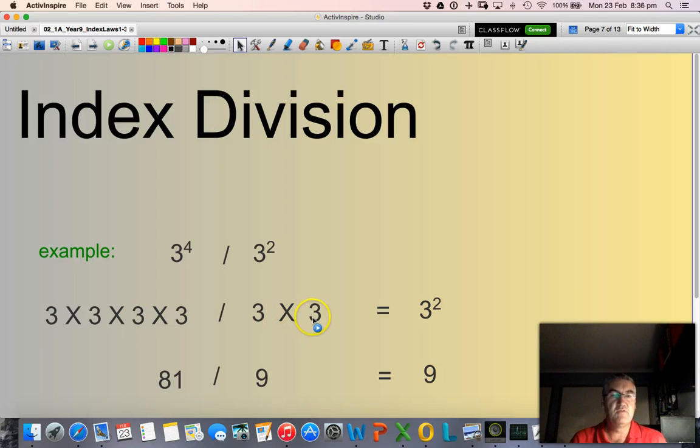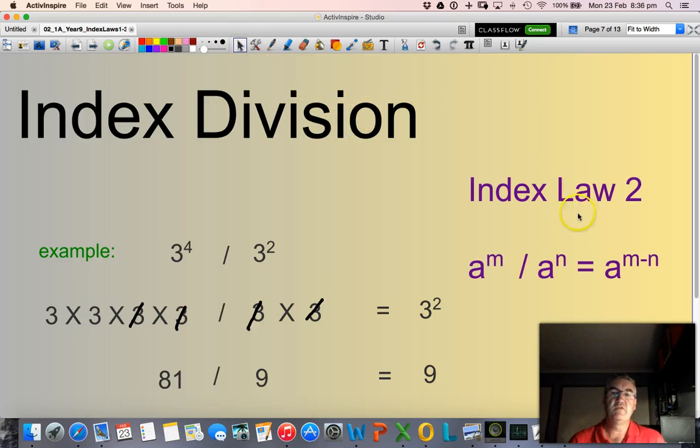Now, we'll do a couple of examples, and hopefully that will make a little bit more sense. So effectively, if I was doing division here, I would cancel this one out with this one, and that one out with that one there. Now, index law number 2 effectively can be written as a to the power of m divided by a to the power of n equals a to the power of m minus n.